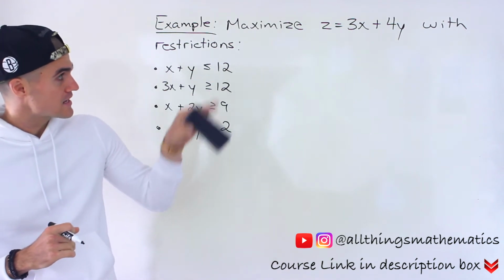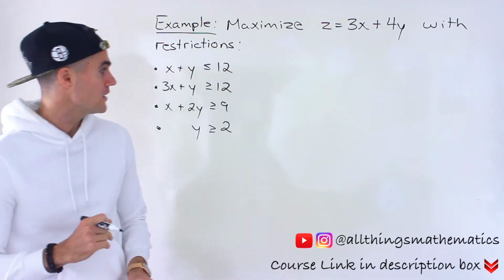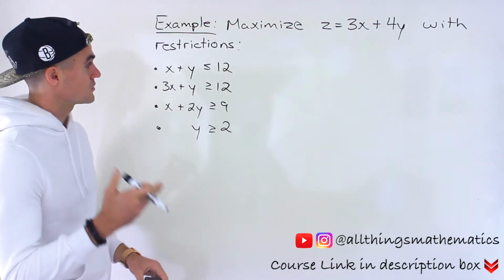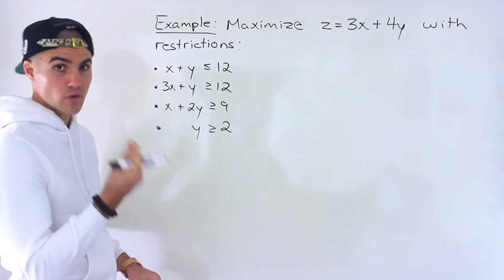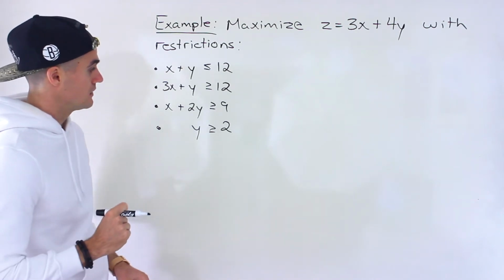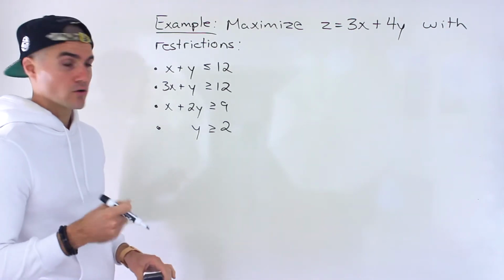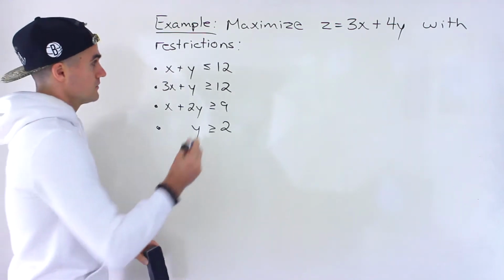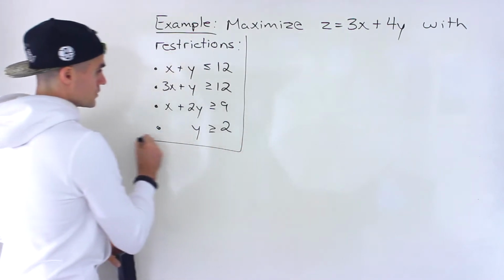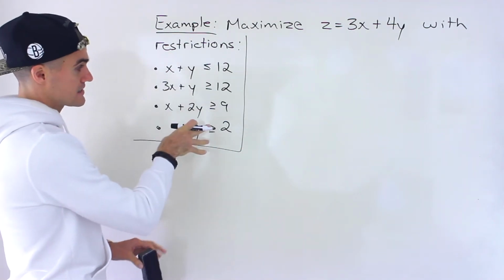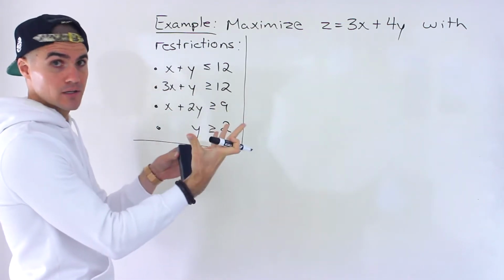So we have to maximize z equals 3x plus 4y with these four restrictions, where x plus y is less than or equal to 12, 3x plus y is greater than or equal to 12, x plus 2y is greater than or equal to 9, and then y is greater than or equal to 2. So the first thing I'm going to do is graph these restrictions, graph these lines, and then find the region that's bounded by all of them.